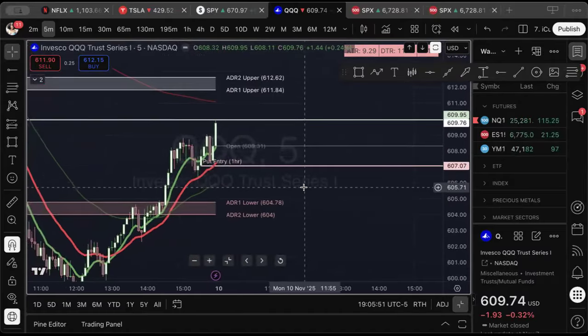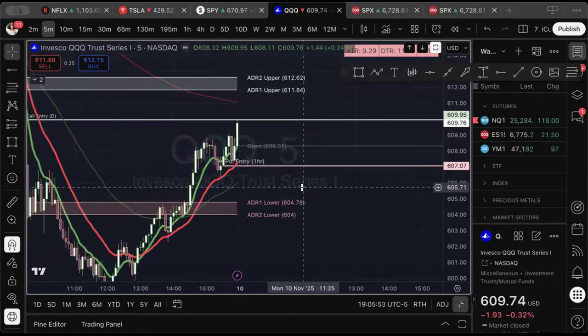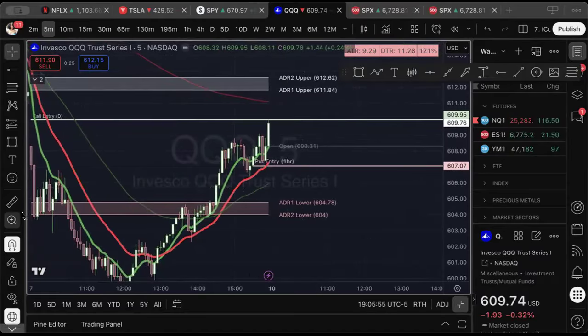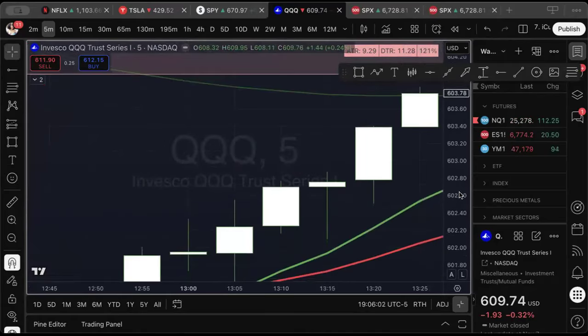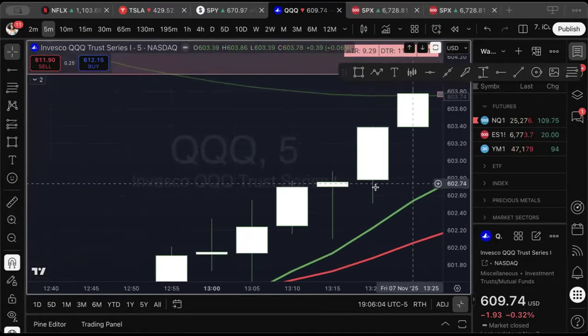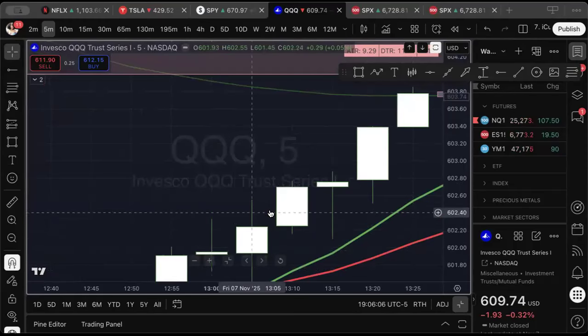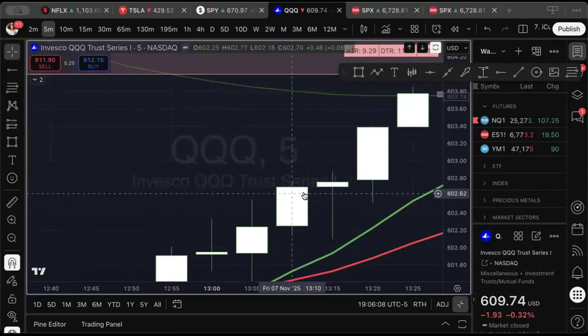If I don't get market structure, I want to see strength and momentum. Strength and momentum looks like this. I didn't grab all of it, but anyways, strength and momentum looks like this. You see how it's just bullish candle after bullish candle after bullish candle after bullish candle. That's strength and momentum to the upside.